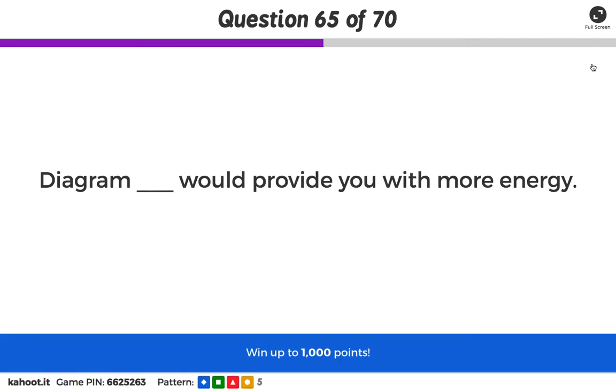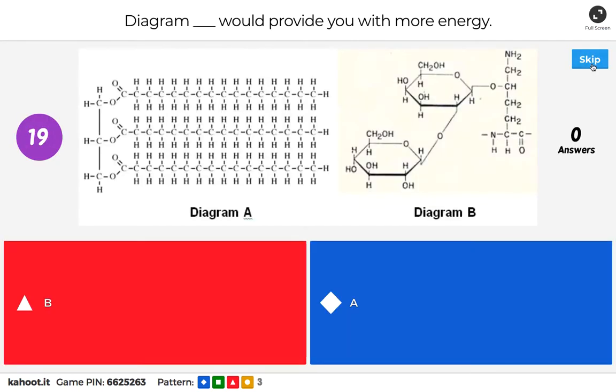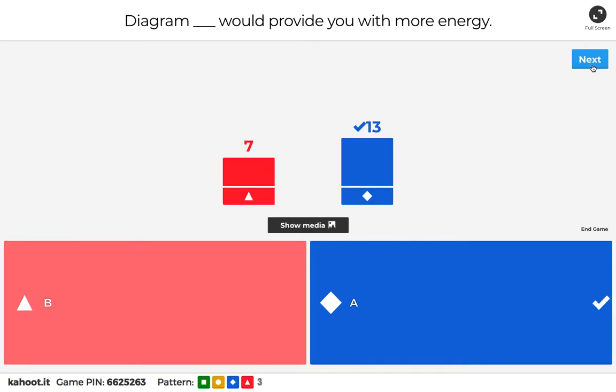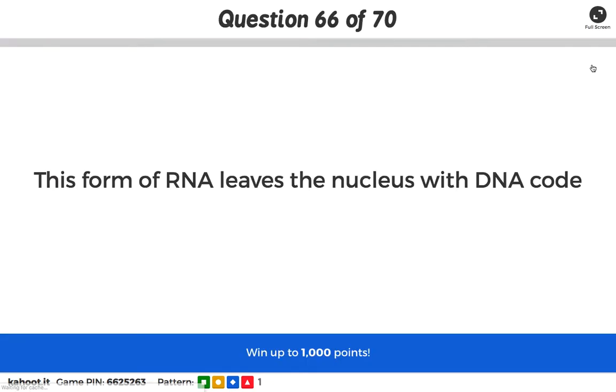Diagram, which would give you more energy? So we're back to looking. Didn't we already have this? I pressed the wrong one. It asked why. It didn't say. How do you get that out? I flipped them on you, didn't I? I was right by the middle and then it pressed the wrong one. It is A. The fat has more energy. Yet I'm still in second.